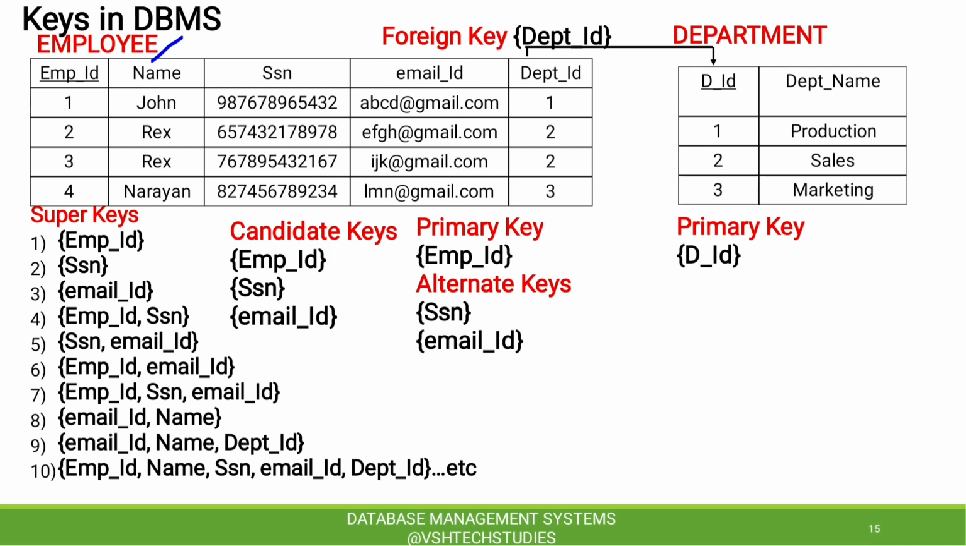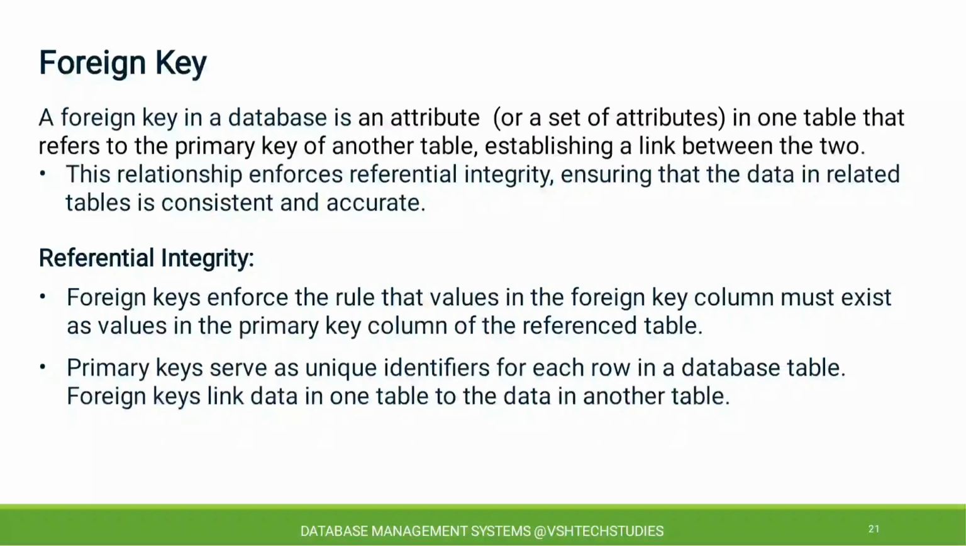That is, we cannot insert any tuple in this table with a DEPT ID value which is not available in the other linked table. We cannot delete any row in this department table if it is referenced by another table. These are called referential integrity constraints. These are needed for the consistency of data in the database.